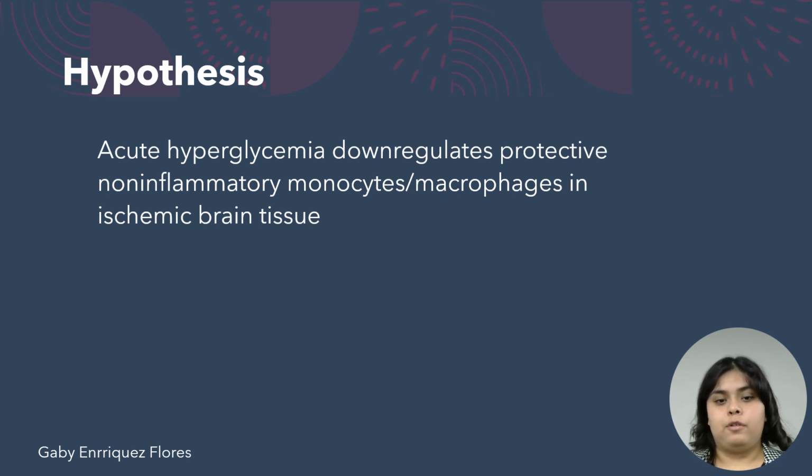So the overall hypothesis for this research is that acute hyperglycemia downregulates protective non-inflammatory monocytes and macrophages in ischemic brain tissue. As stated before, both macrophages and monocytes are responsible for protecting the brain after ischemic stroke, and furthermore, the researchers in this article provide evidence that alpha dicarbonyl glucose metabolites and receptor for advanced glycation end products are potential mediators of glucose on the effect of non-inflammatory macrophages, which can potentially suggest new treatment strategies for hyperglycemia and hyperglycemic strokes.